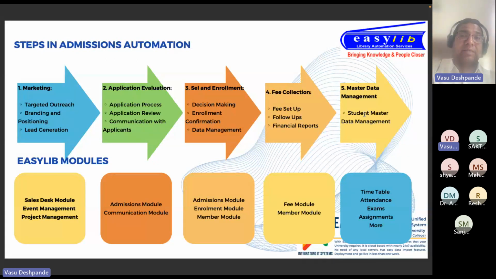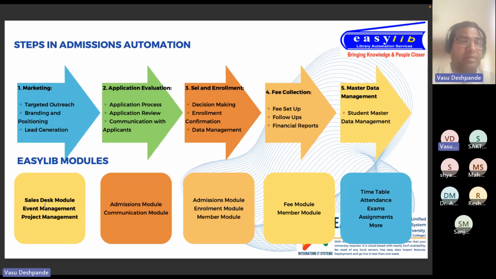Next to 50, 60, 80 years, right? He's an alumni, so all that data should reside with you. And we also discussed the other applications, including timetable, attendance, exams, and how well the system works. So in Easylib, as you see, each of these 5 steps has a corresponding Easylib over here.